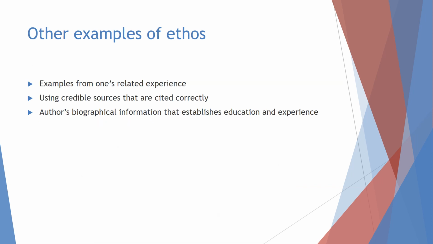Other examples of ethos: examples from one's related experience, using credible sources that are cited correctly. The author's biographical information establishes education and experience related to the topic. Remember, for example, if I had a degree in underwater basket weaving, this would not make me an authority to talk about some medical recommendations, right?